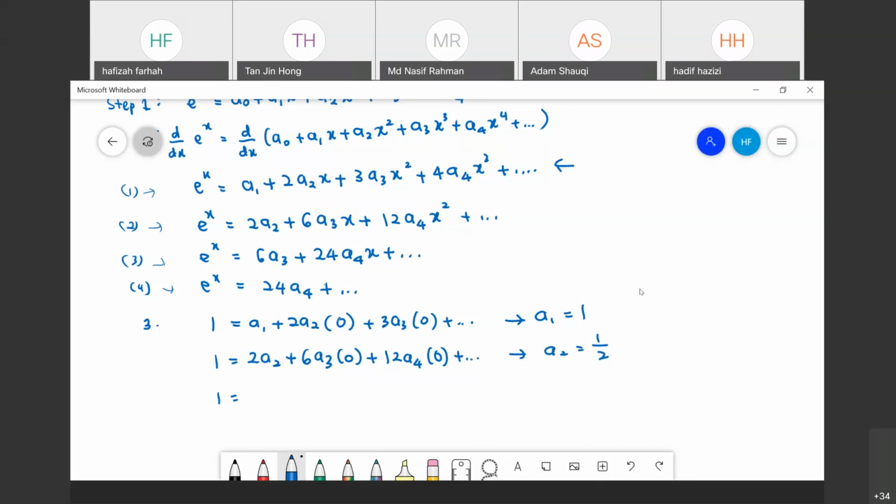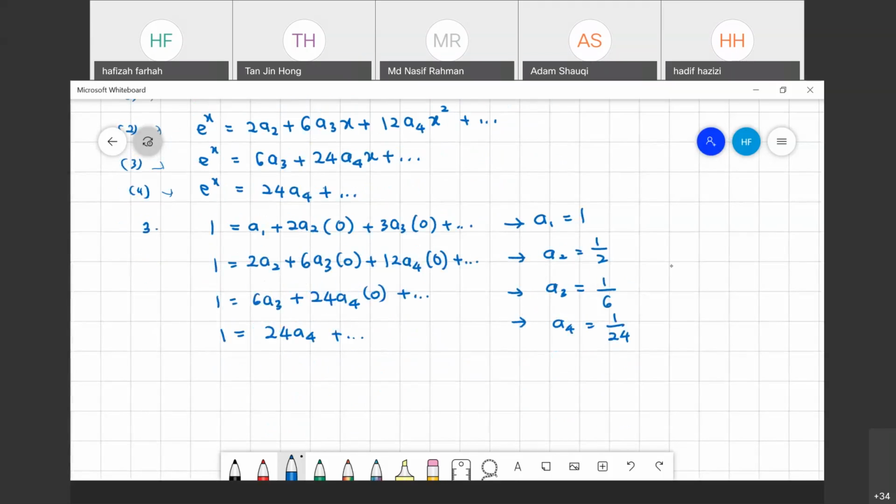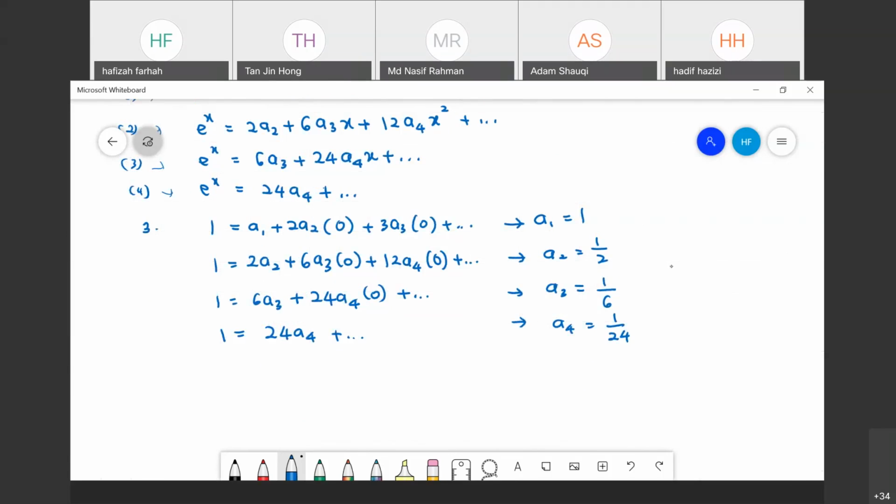And proceed with the next one. We have 1 equals 6a3 plus 24, and our a3 now becomes 1 over 6. And finally, we have the last one, which is a4. So this will be equal to 1 over 24. So now we have all the coefficient values.